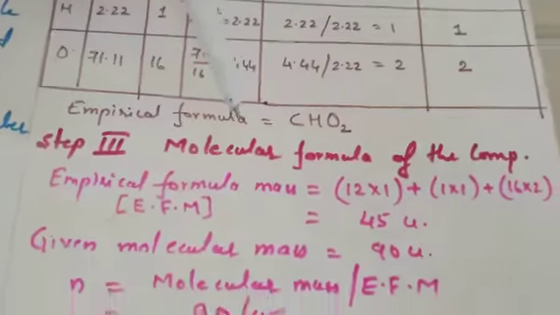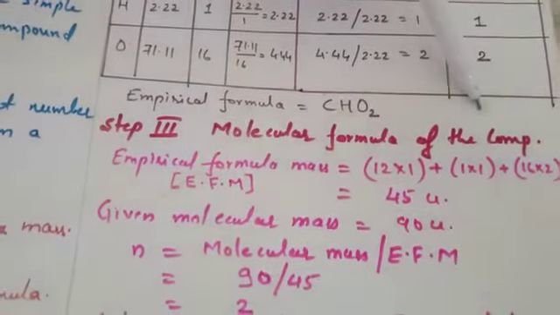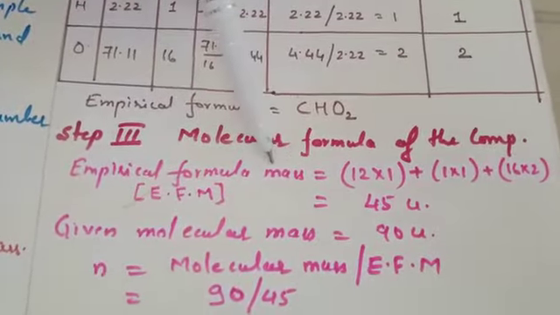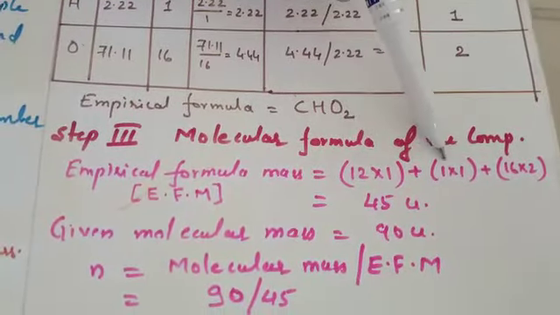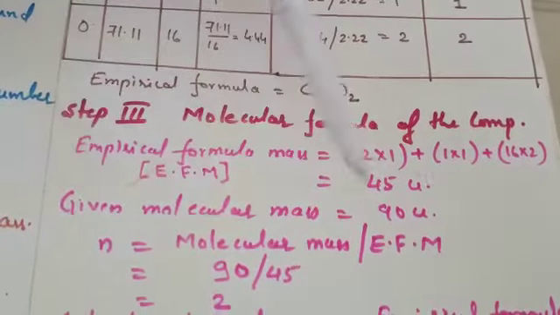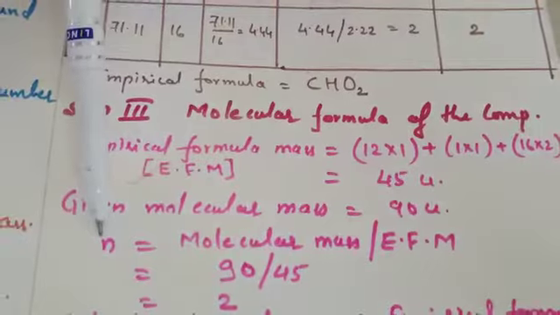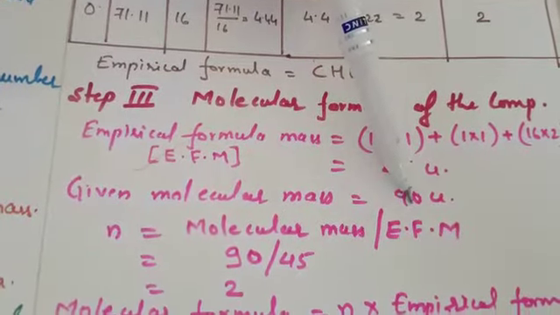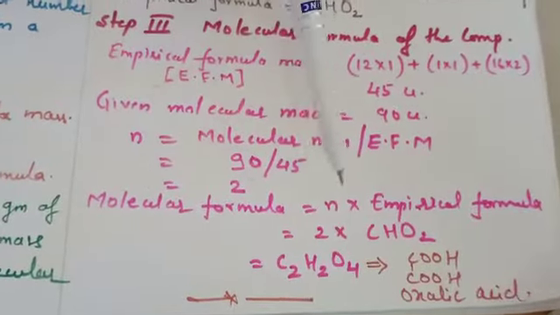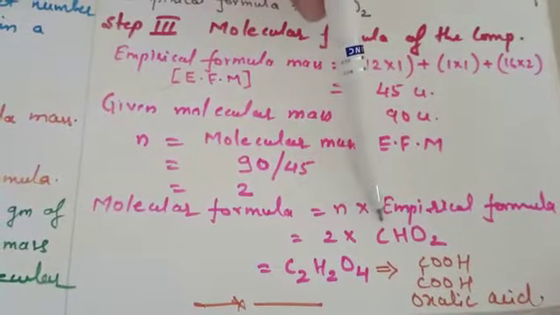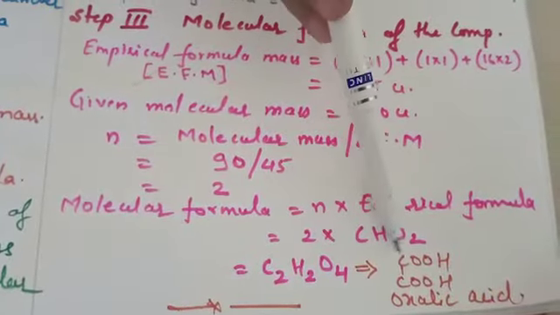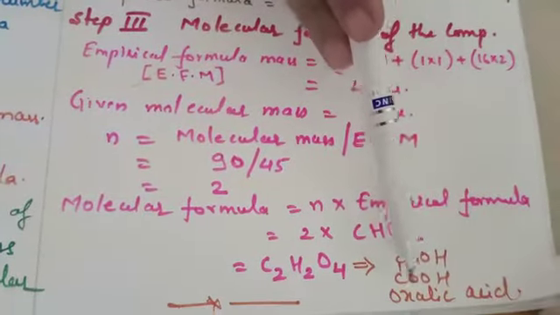Now the third step will be to calculate the molecular formula of the compound. For calculating the molecular formula, the first step is to calculate the empirical formula mass, similar to the molecular mass. That is 12 into 1 plus 1 into 1 plus 16 into 2 comes to be 45 unified mass. Then molecular mass is given to us, 90. To calculate the value of n, the formula is molecular mass upon empirical formula mass. That comes to be 90 upon 45, which is 2. Last step, to calculate the molecular formula, n into empirical formula, that is 2 multiplied by C1H1O2 comes to be C2H2O4. Then the compound is COOH bonded with COOH, that is oxalic acid.